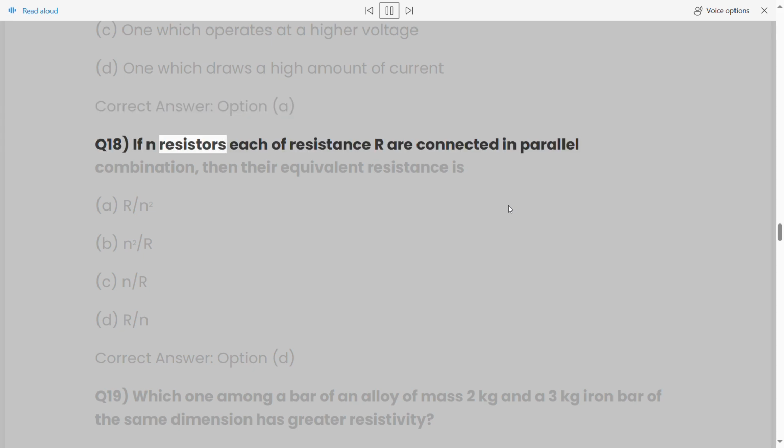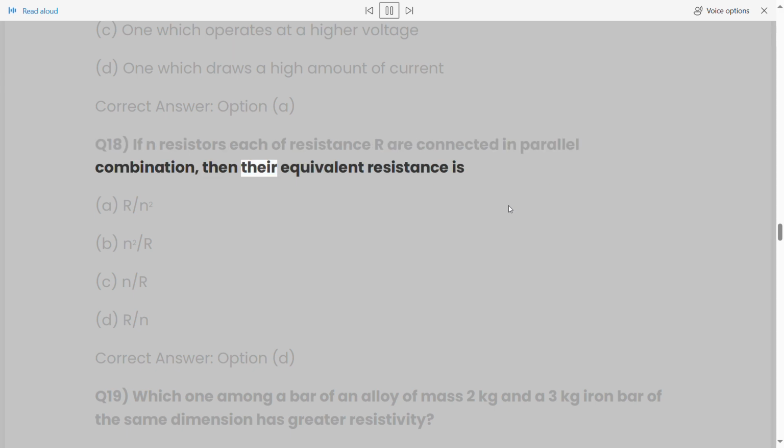Q18. If n resistors each of resistance R are connected in parallel combination, then their equivalent resistance is A. R/n², B. n²R, C. nR, D. R/n. Correct answer option D.